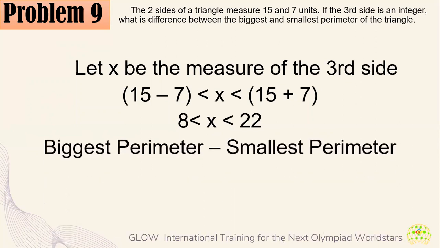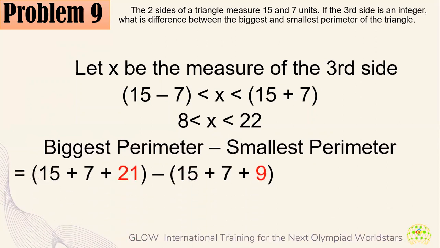Hence, the biggest perimeter minus the smallest perimeter is, remember, to get the perimeter, we add the three sides. So we have 15 plus 7 plus 21 if you wanted to have the largest perimeter. And the measure of the smallest side of the third side here should be 9. Okay? So 15 plus 7 plus 9. And if you add them in the respective groupings and subtract, you will get 12, which is the answer to this problem.